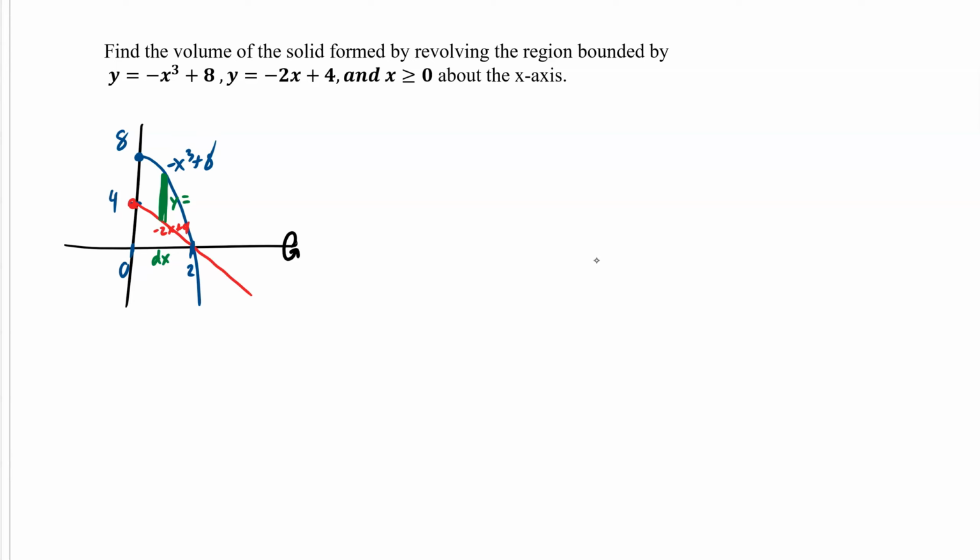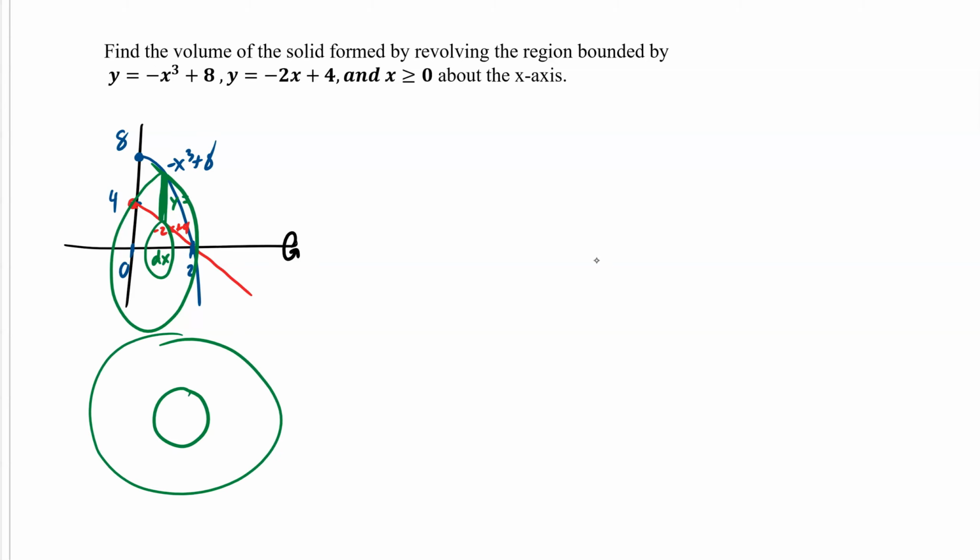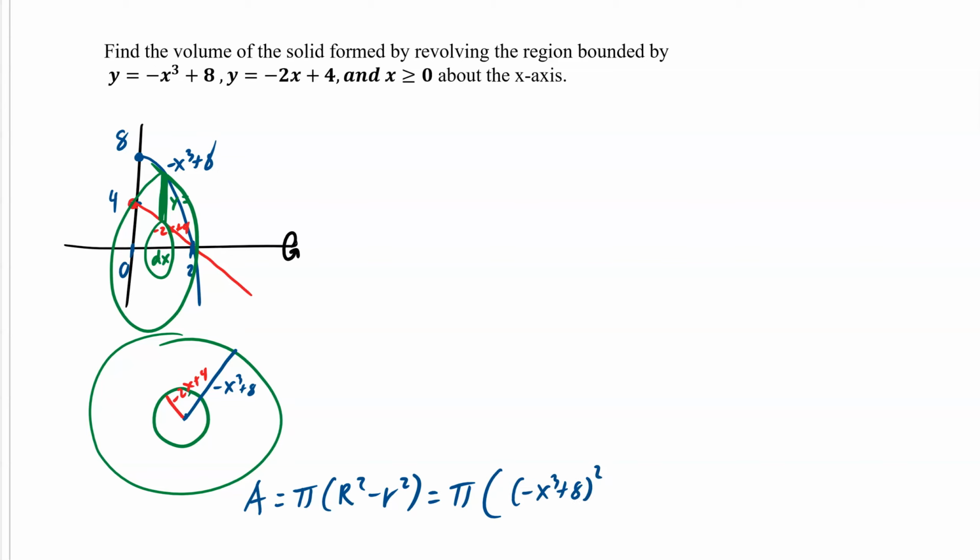And so why am I doing this? So that we can know which is the smaller radius and which is the larger radius. So if we draw our disk, we now know that the blue is the big radius, which is negative x cubed plus 8. And the red is the smaller radius, which is negative 2x plus 4. So we can then say our area is pi big R squared minus little r squared, and just plug it in. So our big R is the blue, so negative x cubed plus 8 squared, minus our little r, which is negative 2x plus 4 squared. And now we have our area.